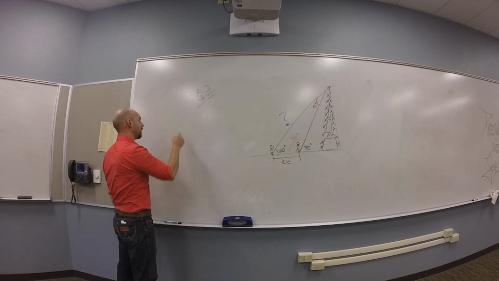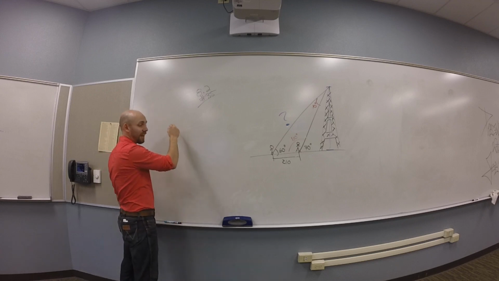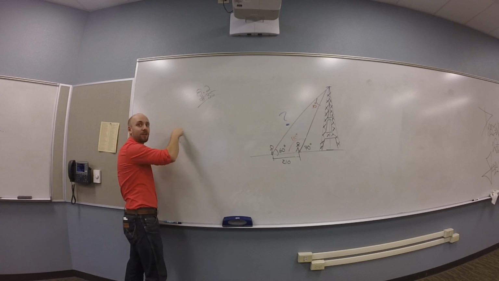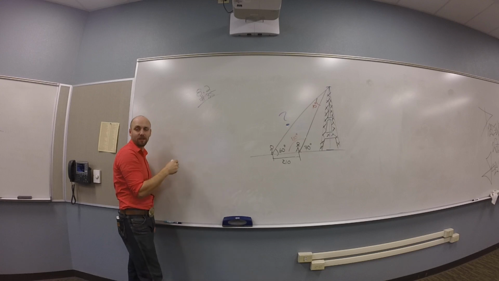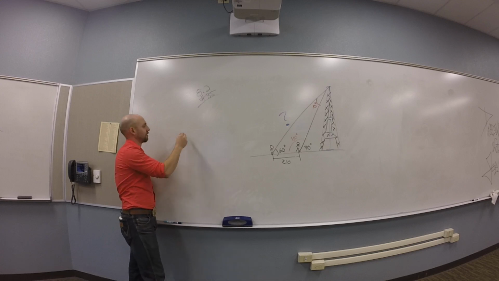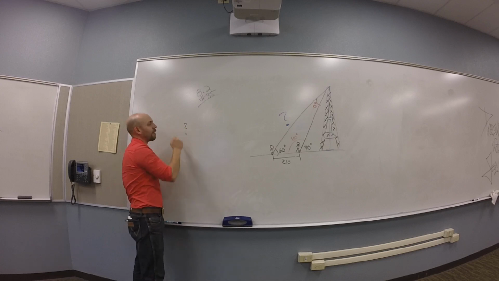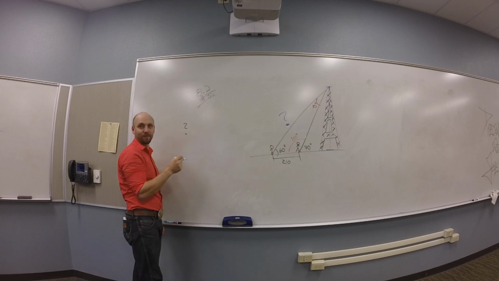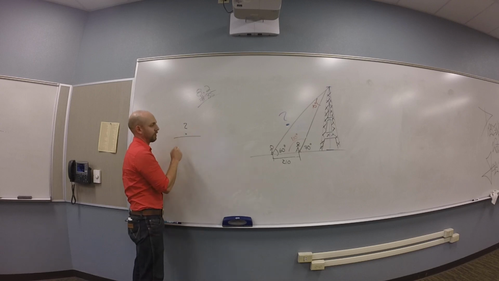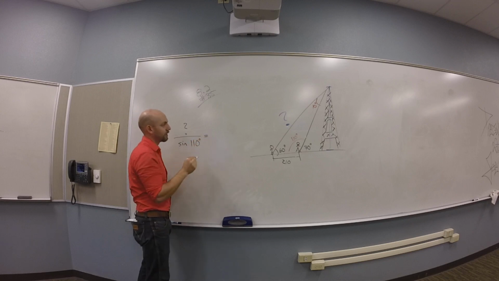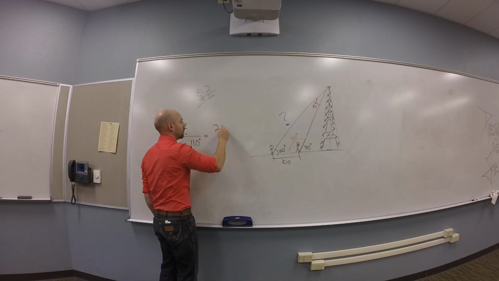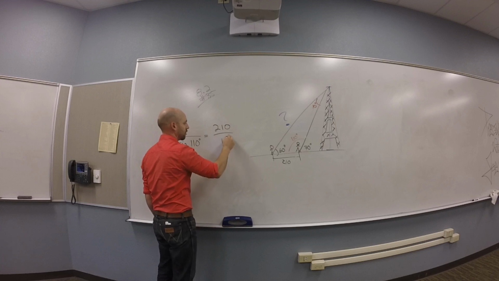So if you use the law of sines, do you want sine of angles or side lengths on top? It doesn't really matter, but just make sure you stay consistent. I'm going to put the question mark on top. So question mark over the sine of 110 degrees is 210 over the sine of 10 degrees. Oh yeah, you need the sine.